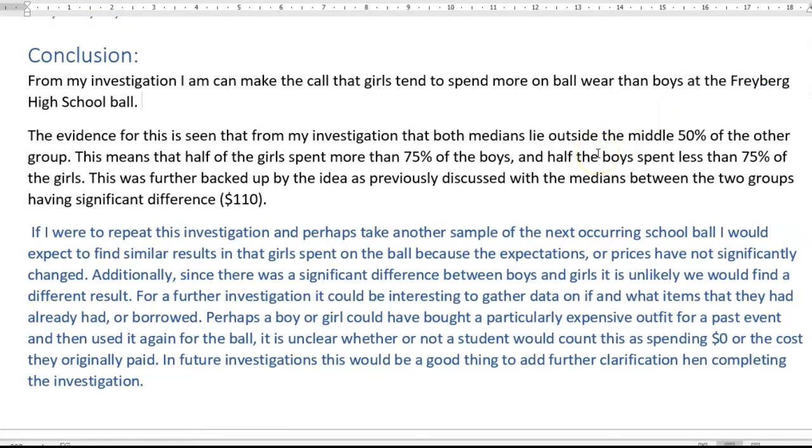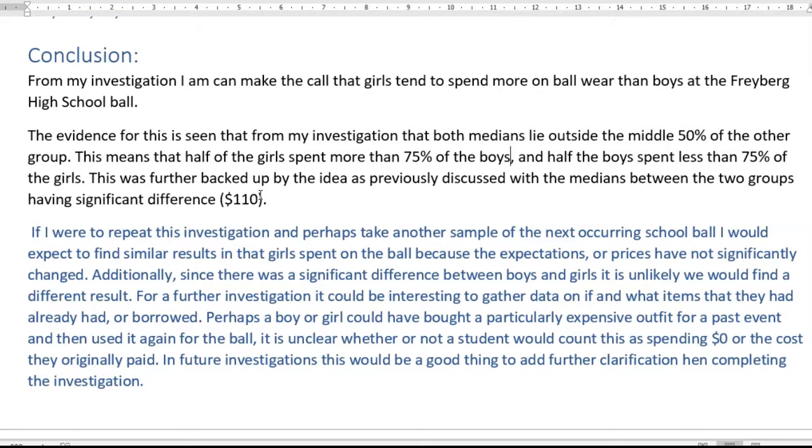And then I go on to the merit bit and give some evidence. So as previously discussed, the boxes do overlap, but both medians lie outside each other's middle 50%. So I'm just explaining that there. And then finally, the excellence part in the conclusion.